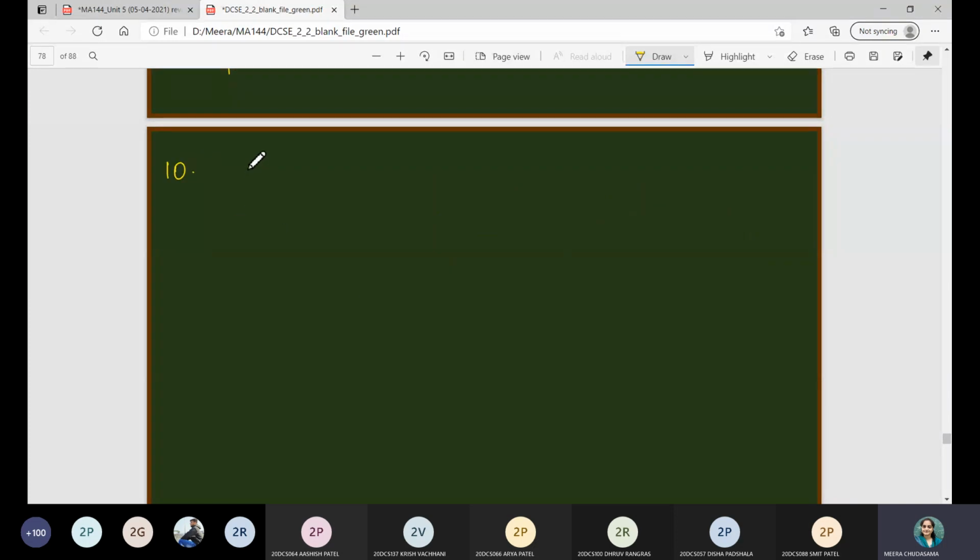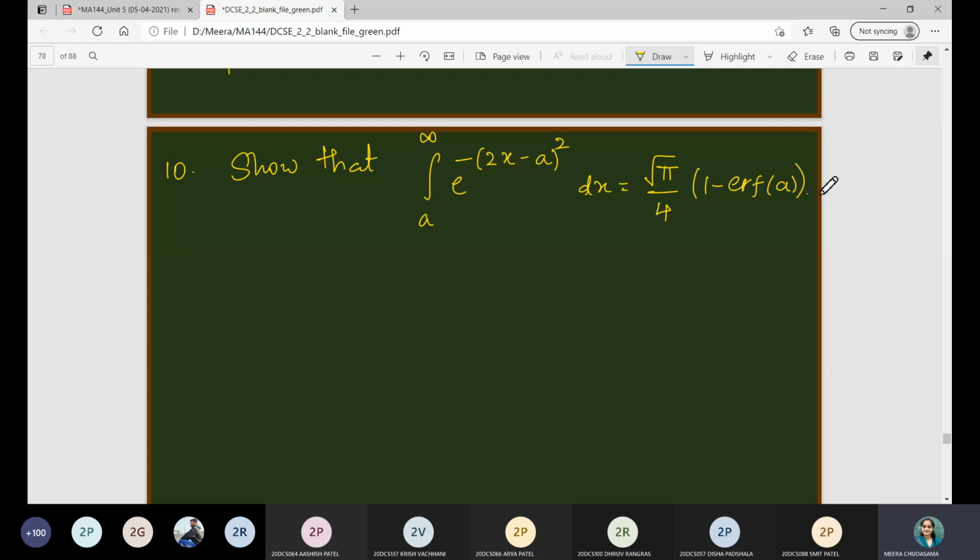Show that the integral from a to infinity of e raised to minus (2x minus a) whole square dx is equal to square root of pi upon 4 times (1 minus ERF at a), right? तो ये हमें प्रूव करना है. So we will start with the LHS part. So let me consider LHS first.